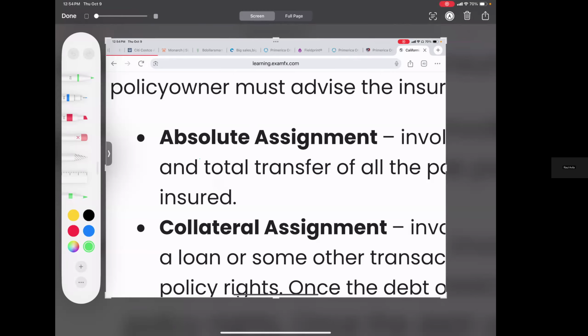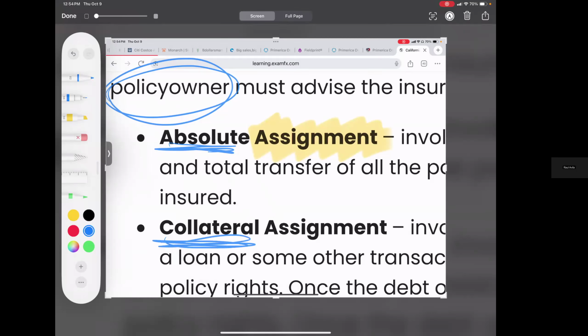Okay, first of all, let's start with assignment. What is assignment? What do you remember about assignment? Okay, so here we go. You ready? Assignment has to do with policy ownership. It's going to be either full assignment, which on the test is going to be absolute assignment, or collateral assignment, which means partial assignment. For example, I have a policy and let's say you want to be the owner of the policy. I could give you absolute assignment of it, and now you own the policy.